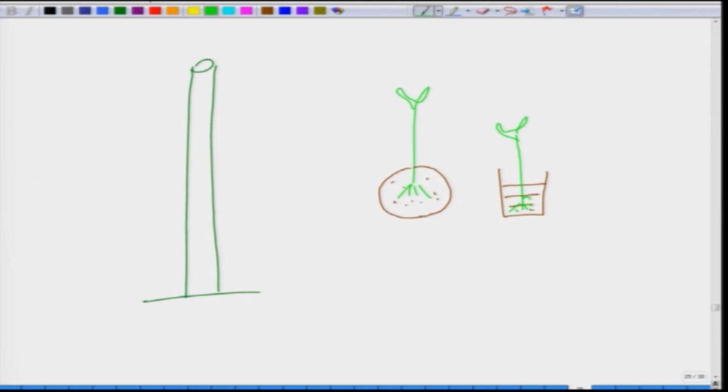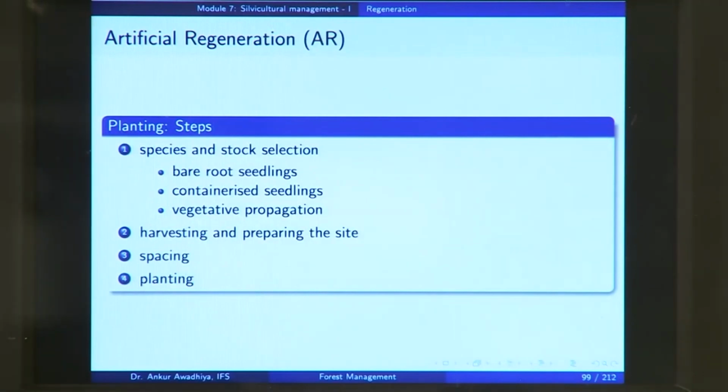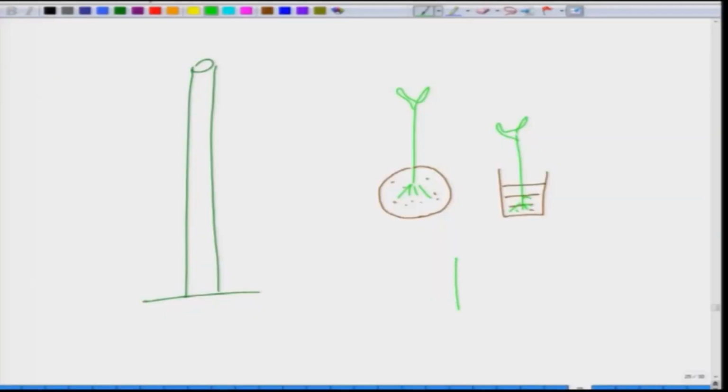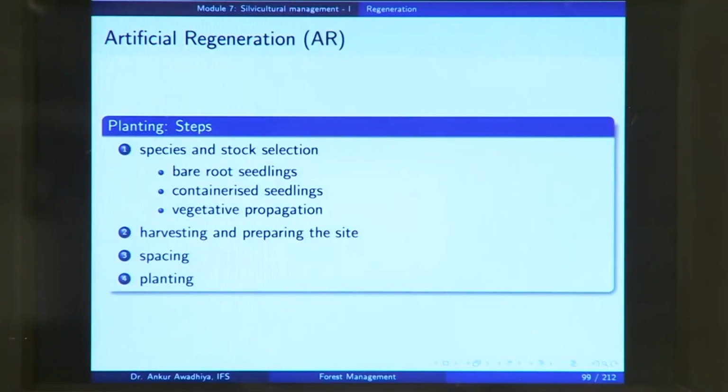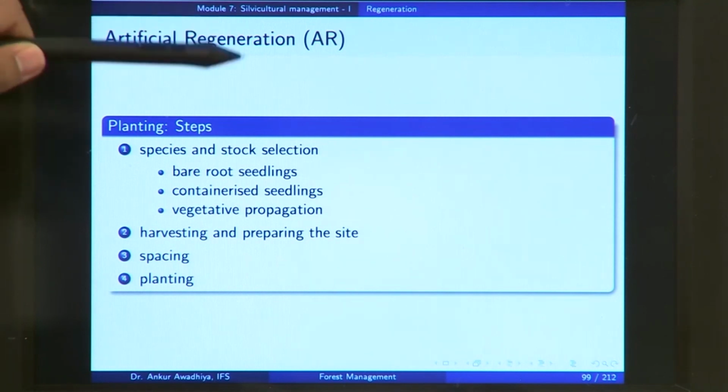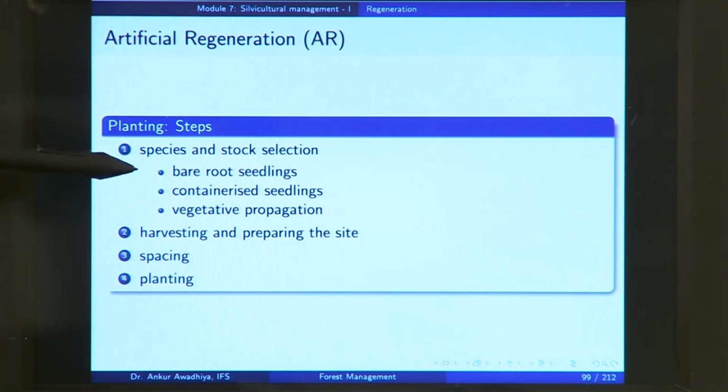So, you can go for a containerized seedling, or you can go with vegetative propagation. Now, in the case of vegetative propagation, for instance, you can just take a twig from a plant and then you put it into the soil. So, that after a while it will start giving out the leaves and the roots will develop. So, you can also go with vegetative propagation. So, in this species and stock selection, you have these 3 options. Once you have selected your species and the stock, you can either develop them in the form of bare root seedlings, or you can develop containerized seedlings, or you can develop a vegetative propagation method.